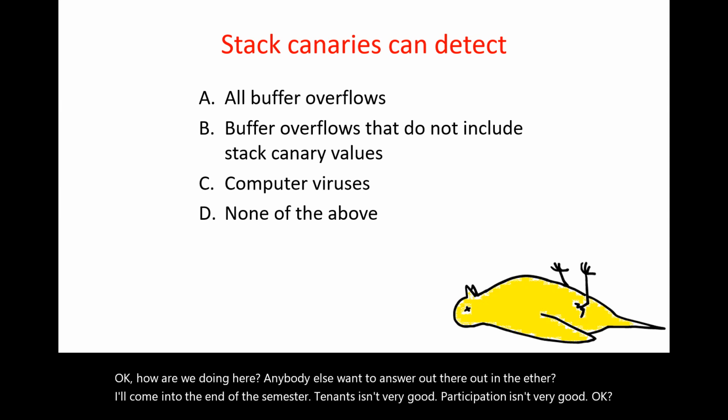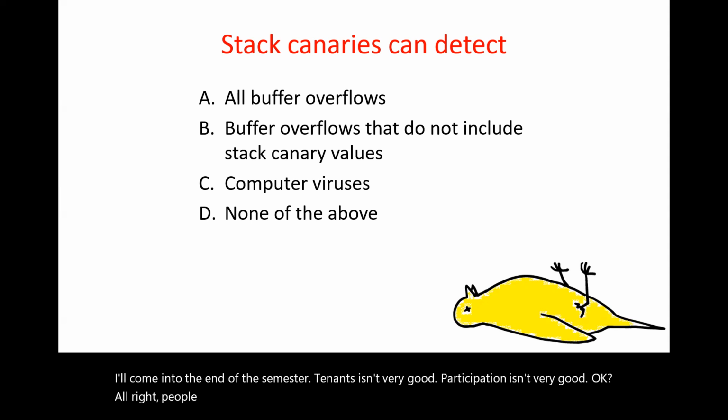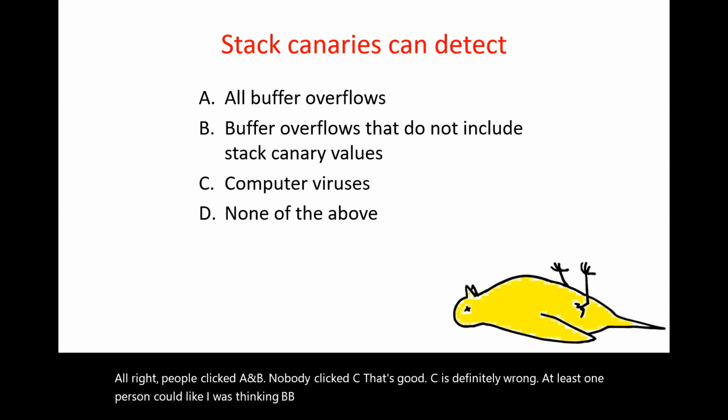All right, people clicked A and B. Nobody clicked C. That's good. C is definitely wrong. At least one person clicked. I was thinking B. B is the answer.